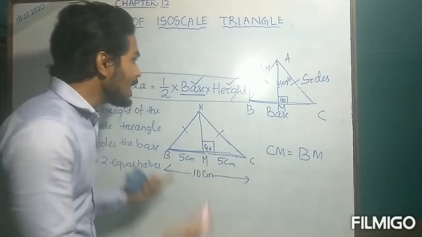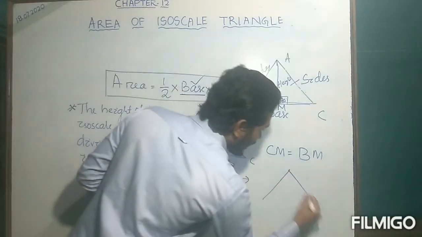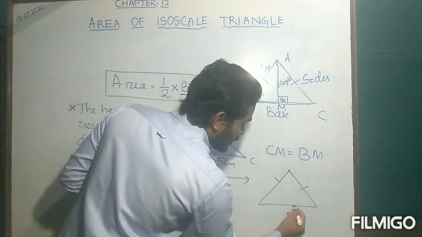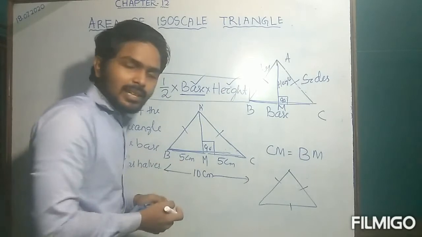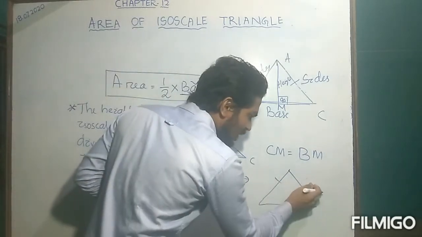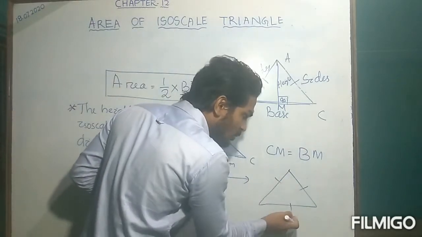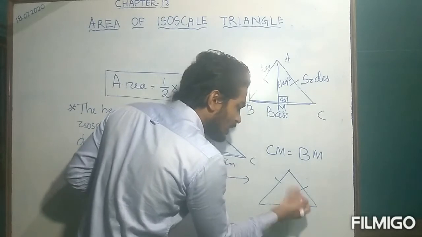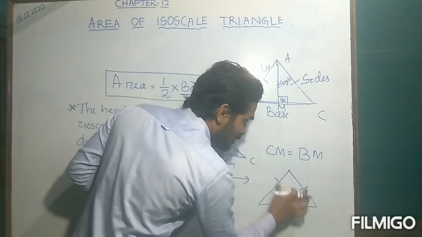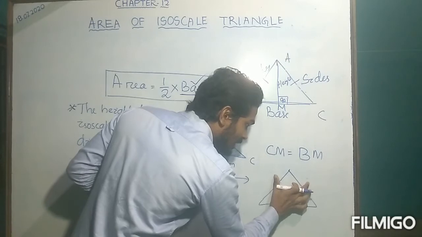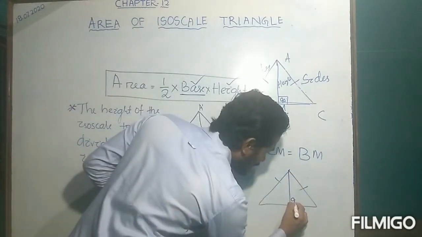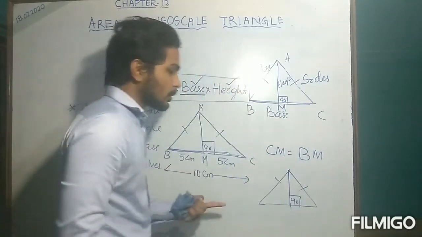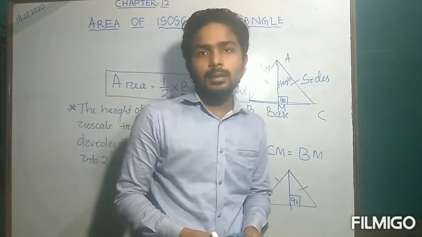Because in an equilateral triangle, these two sides are also equal. Here also these two sides are equal, and here also. But leave this matter. Now you know that these two sides are equal, so if you draw the height or perpendicular distance, then this perpendicular distance also cuts the base into two equal halves.